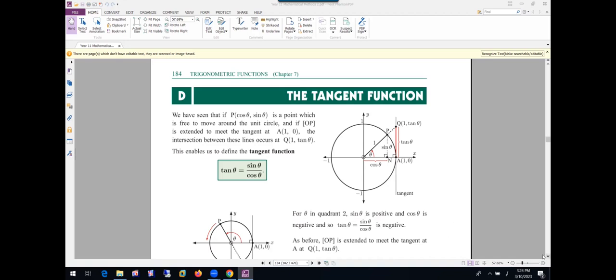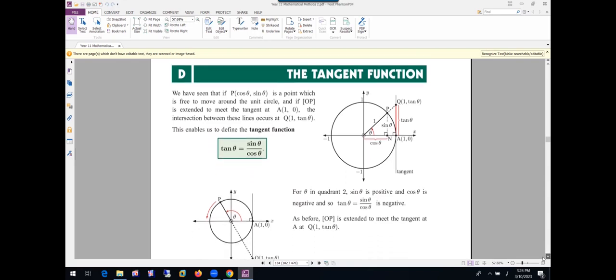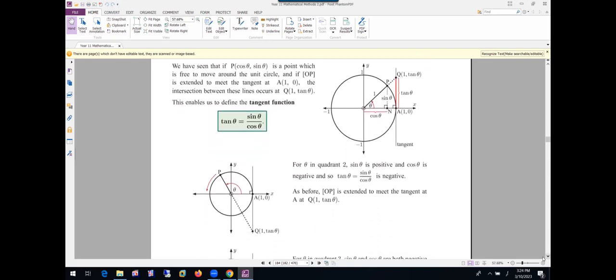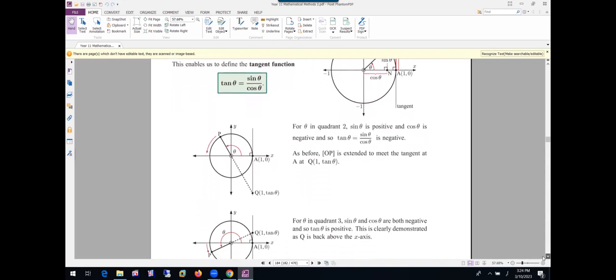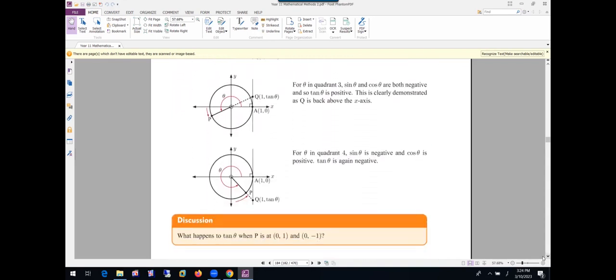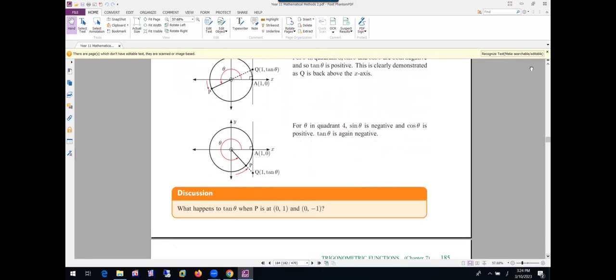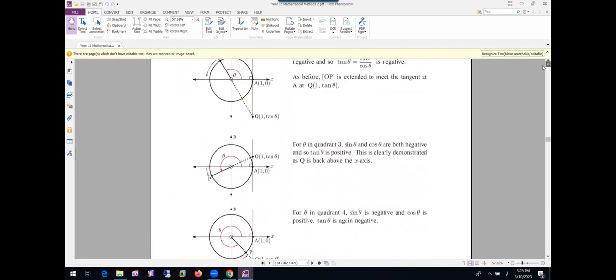Clear? And we can also define it, if we take any line, tan theta can also be defined as the slope of the line. Clear? The slope of the line, the gradient of the line. So anyways, tan theta in the first quadrant is positive.